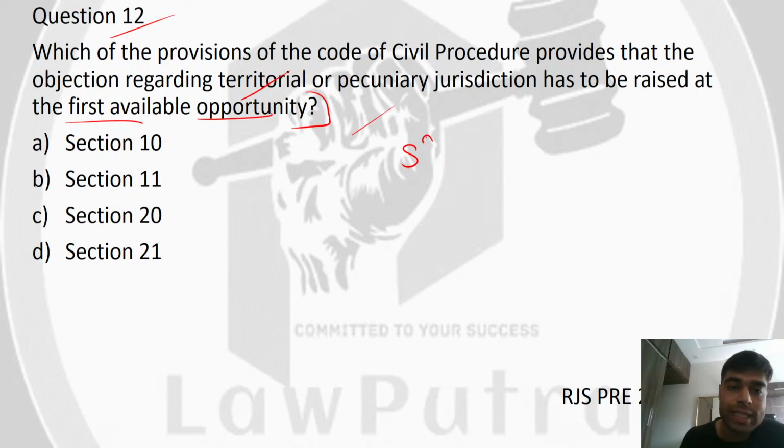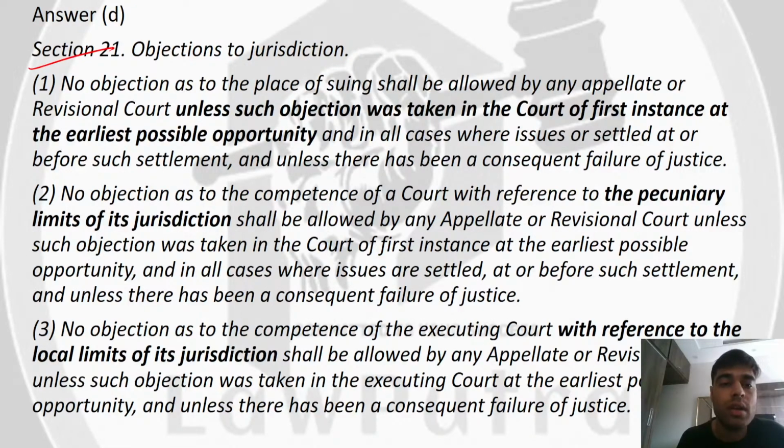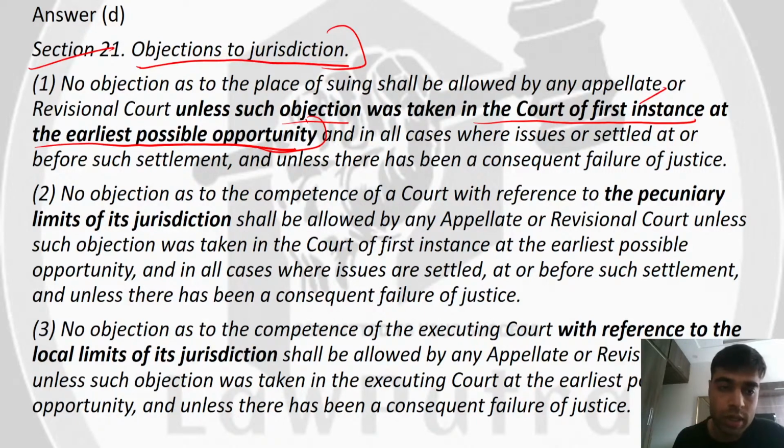So that is why it asks which provision of the CPC provides that the objection regarding territorial or pecuniary jurisdiction has to be raised at the first available opportunity. In which section is it given that we have to raise that objection at the first available opportunity? So the answer is section 21. It deals with objection to jurisdiction. It says that no objection to place of suing shall be allowed unless such objection was taken in the court of first instance, that means the original court, at the earliest possible opportunity. So choose earliest possible opportunity, and that is given in section 21.